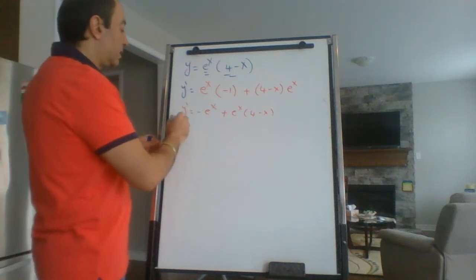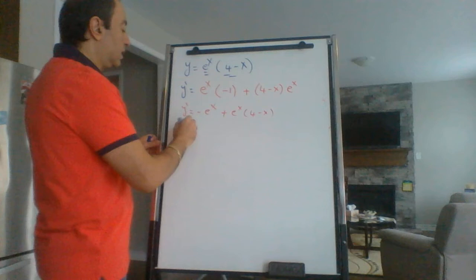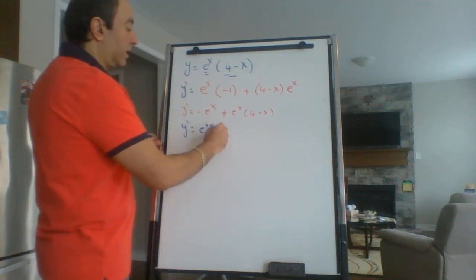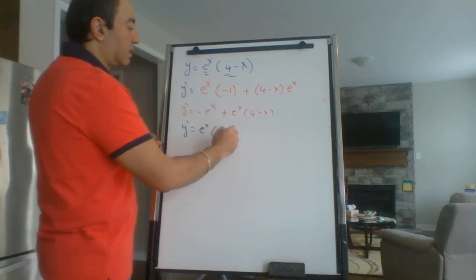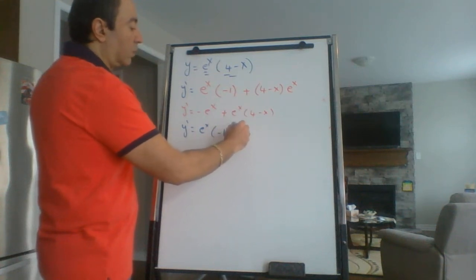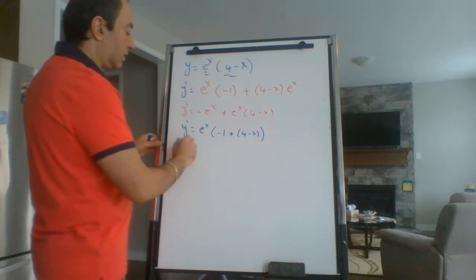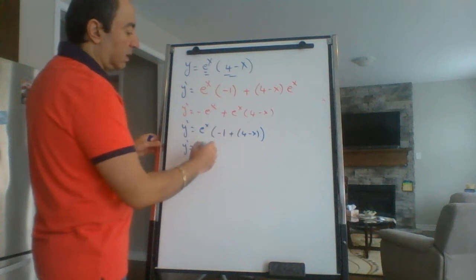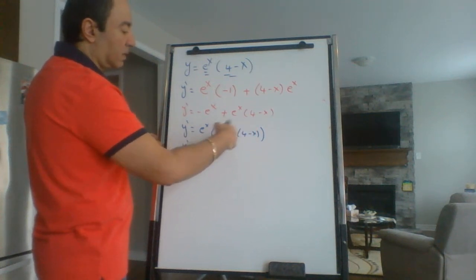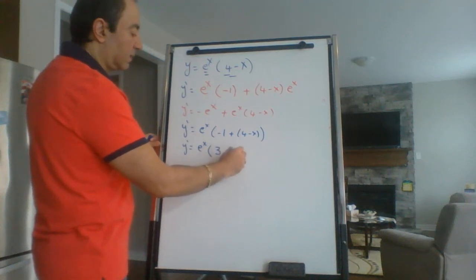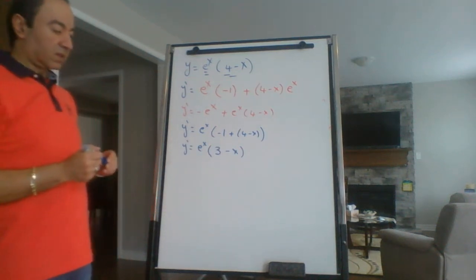So I can write this as y prime equals e to the power of x times (negative 1 plus 4 minus x), which is e to the power of x times (negative 1 plus 4). We can get rid of the brackets, so 3 minus x. Now this is the first derivative.